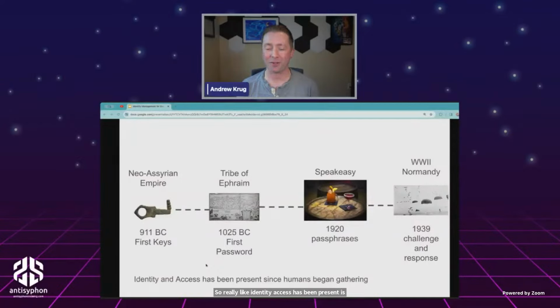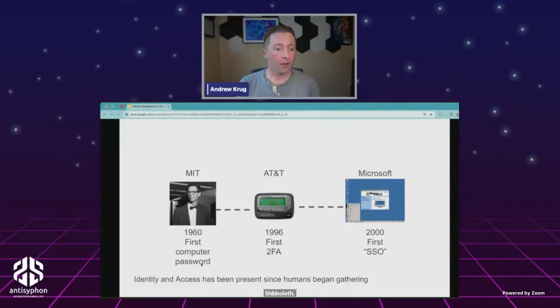So identity and access has been present as concepts, and I think the concepts are most important, especially as we think about securing things in the cloud, because a lot of these concepts don't change regardless of the implementation or the system. Anybody that's worked in education at a university has probably seen shibboleth. It's very popular in academia. Then came 1960, when we actually started to have the first computer passwords.